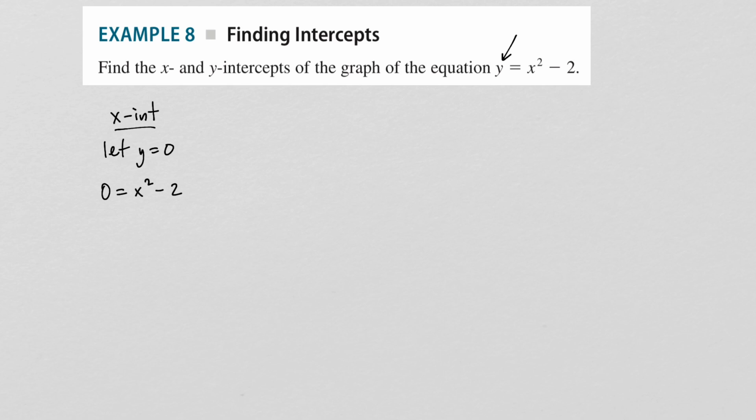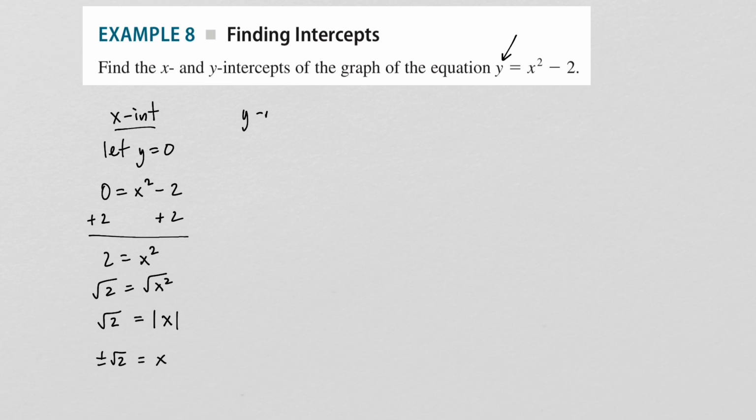Now we'll talk a little more about solving this stuff in the future. Or actually, you should kind of know how to solve it now, but the easiest way to do this is just adding 2 to both sides. We get 2 is equal to x squared. And then if we take the square root of both sides, we end up getting the square root of 2 is equal to the square root of x squared, which is technically the absolute value of x. And then that means that x itself can either be positive square root of 2 or negative square root of 2.